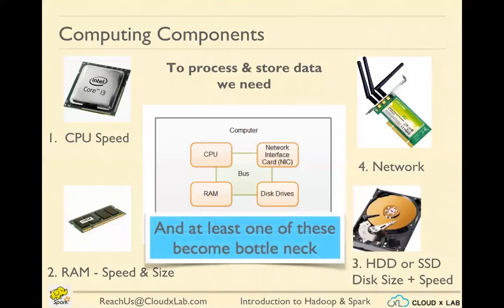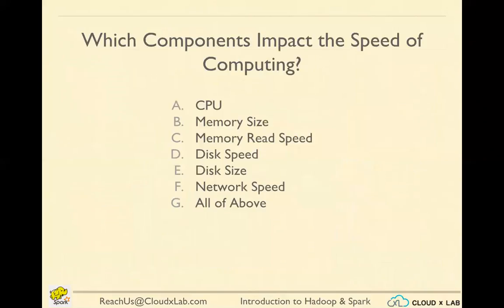Now, when we deal with big data, at least one of these components becomes such a big bottleneck that you would require multiple such computers to get your work done. There will be at least one such big bottleneck that you cannot overcome by upgrading your system. And therefore, you would require multiple computers and hence distributed computing and hence big data processing.